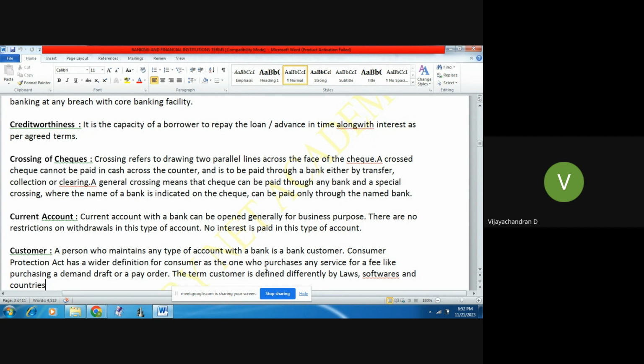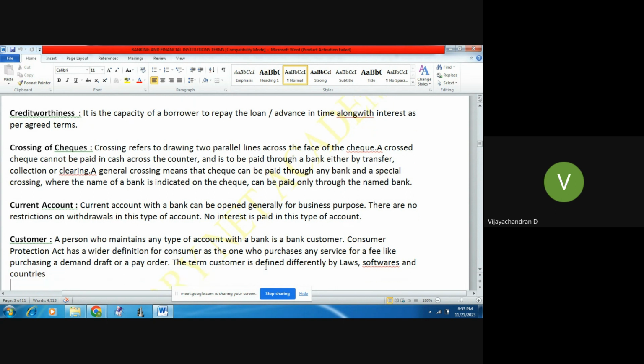There are different types of crossing: general crossing, with or without not negotiable, and special crossing. Also double crossing. Double crossing means, for example, State Bank of India to Punjab National Bank. In this double crossing, you are mentioning the paying banker and the collecting banker. If the names are mentioned in the crossing, both the paying banker and the collecting banker, that is known as special crossing. Special crossing means you are mentioning the name of who is the collecting banker and who is the paying banker.